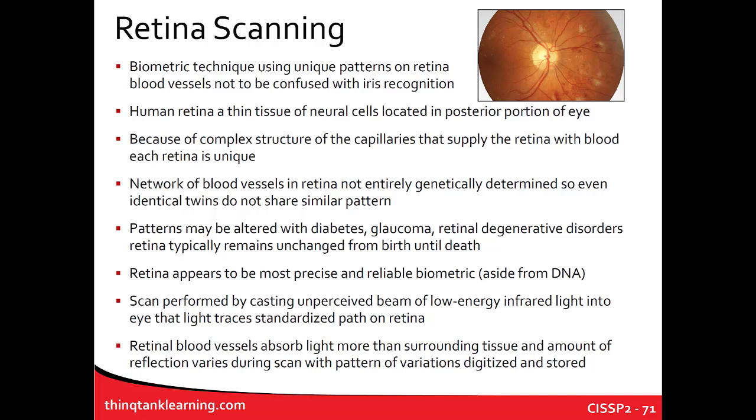Also highly stable over time. Believe it or not, the pattern pretty much remains unchanged from the time you're born to the time that you pass on. Of course, it's also extremely hard to spoof. You have to look at the live tissue. So there's a liveness element to this as well. Okay? Some limitations do exist.